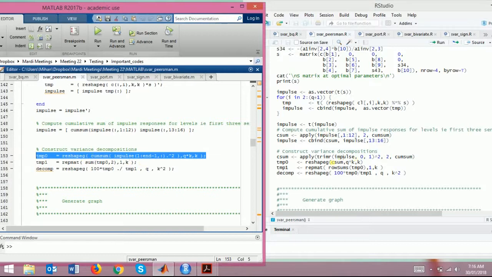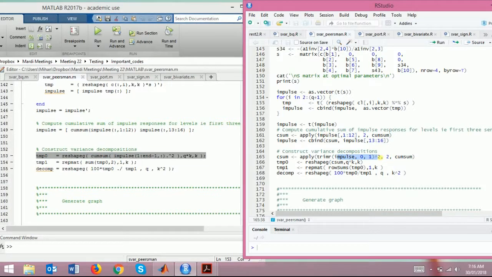So taking cumulative sum, apply trimmer, impulse 0 1 squared, so this is just impulse h minus 1 squared, we take up to 2 lags here, right?